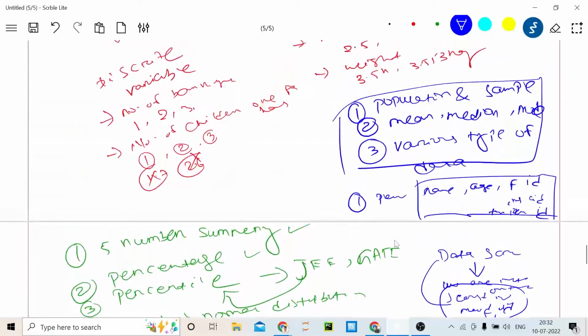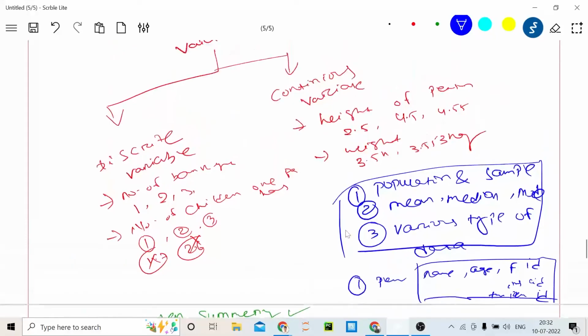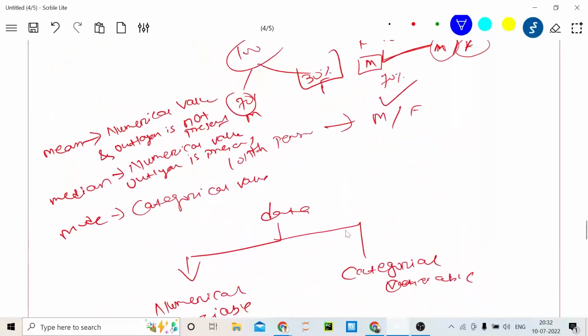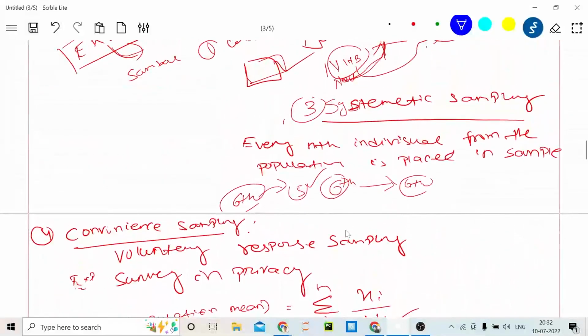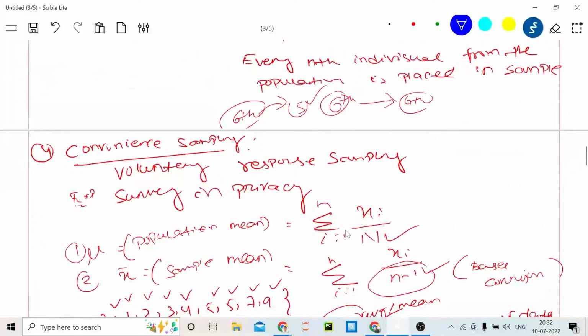That means convenience sampling is about privacy, the sampling under privacy. You have some private data that may be asked of you. If you like to share, then you may share, and if you don't like, then you may not share. Hope you understand. Yes, sir. Okay. Any more questions you may ask?